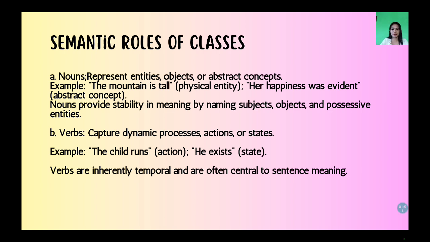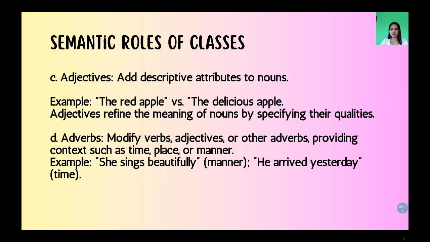Now let's proceed to the second in semantic rules of classes, which is the verb. Verbs capture dynamic processes, actions, or states. For example, the child runs. So it's an action. He exists. It is a state. Verbs are inherently temporal and are often central to sentence meaning. Let's proceed to the adjectives. Adjectives add descriptive attributes to nouns. Example, the red apple versus the delicious apple. Adjectives refine the meaning of the nouns by specifying their qualities.